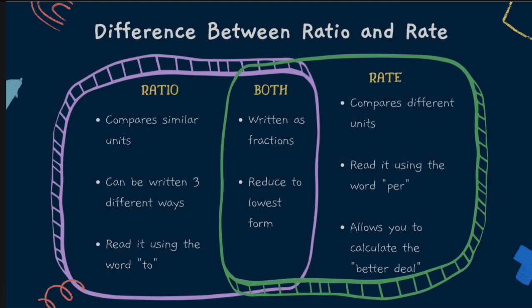Now, these are the differences between ratio and rate. Ratio compares similar units, can be written 3 different ways, and is read using the word to. Rate compares different units, is read using the word per, and allows you to calculate the better deal. Both ratio and rate are written as fractions, and reduced to lowest form.